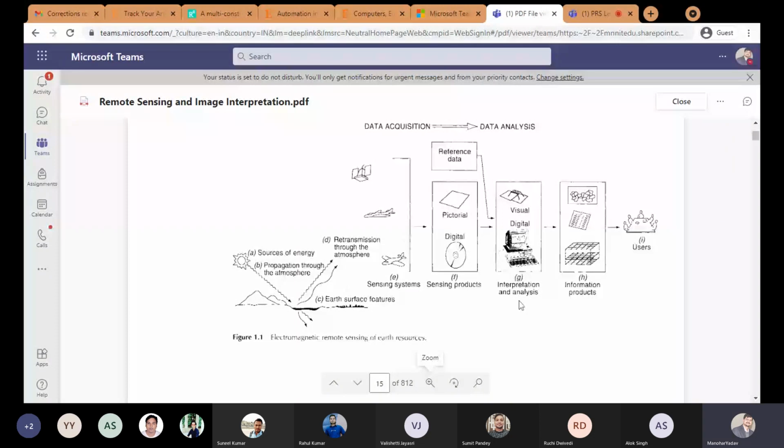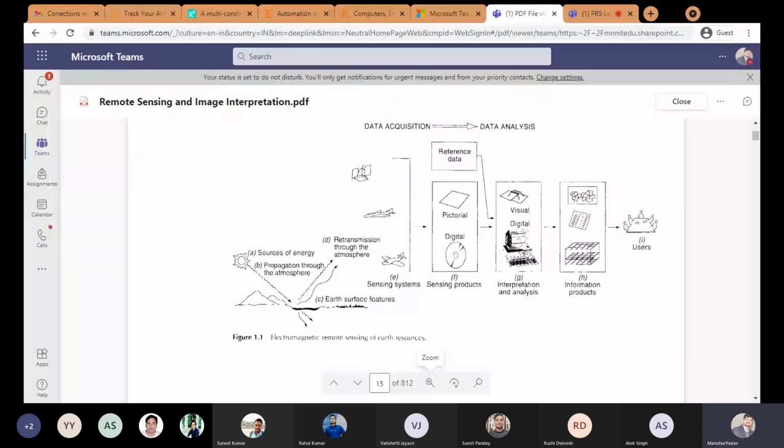And it's office work. Once you get the images, how you can process the images and how you can analyze them. This interpretation and analysis part will be the laboratory experiment. We'll discuss the theory behind this, and to have a kind of laboratory experience on this, there will be a few experiments which you will conduct in the laboratory.